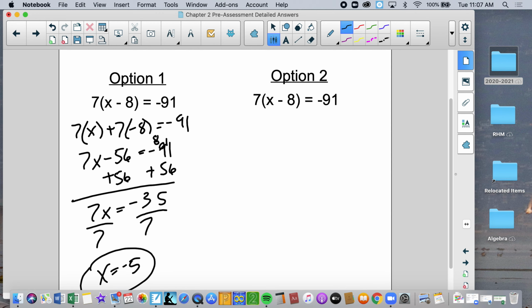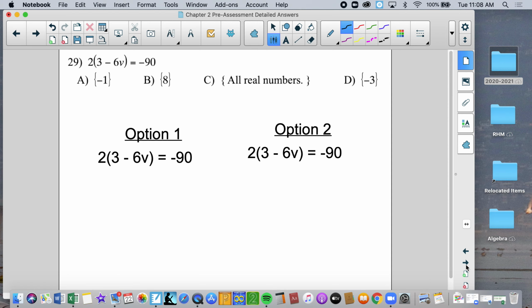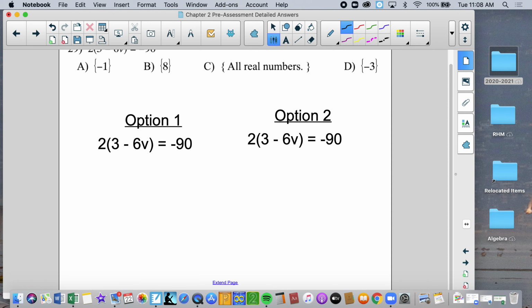And option 2, the high school, let's divide by 7. X minus 8. 7 goes into 91. 7 goes into 9 once with 2 left over. So that's negative 1. 7 goes into 21 3 times. Add 8. And we're left with x equals negative 5. And last but not least, we're going to distribute using option 1.